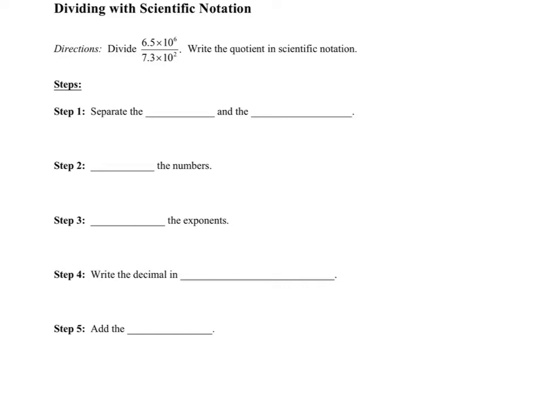Step 1, we want to separate the numbers and the powers of 10. So what are our numbers here? It is 6.5 divided by 7.3. So we're going to write 6.5 divided by 7.3. And now we're going to times that by our powers of 10, which is 10 to the 6th divided by 10 to the 2nd.